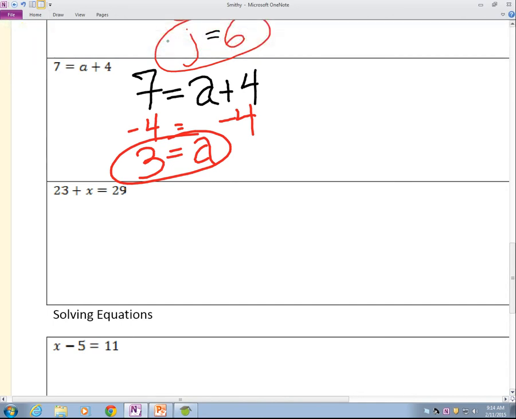So I'm going to test this out. 3 plus 4. Yes. 7 does equal 7. Check. Good. 7 does equal 7.